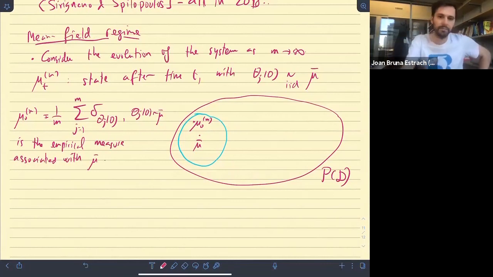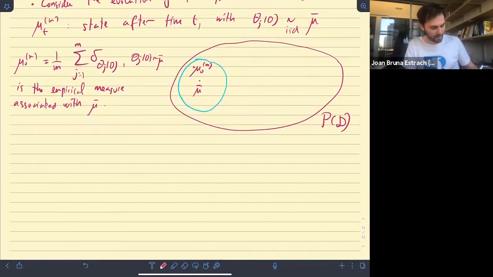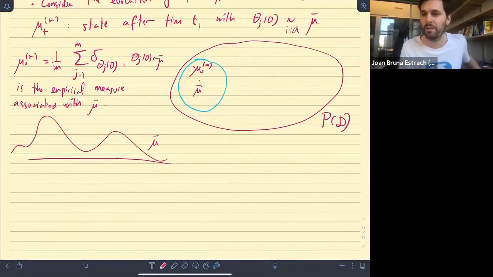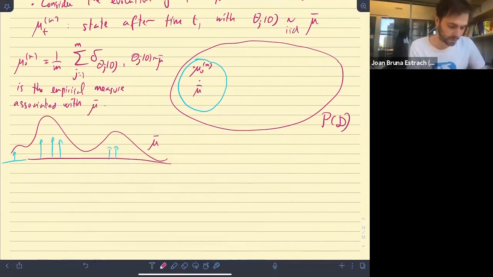Okay, so there's a question here. What happens, and you don't need to be very formal, as m grows? If you want another picture, think about what this would look like in low dimension. I have some measure mu bar, which maybe has density mu bar. And now I'm considering empirical versions, which would be just drawing points from that measure. So maybe I have a point here, a point here, a couple of points here, etc. As you have more and more points, what happens between mu bar and mu zero m? Do you think that they get somehow close to each other, or they are always very different? What do you think?